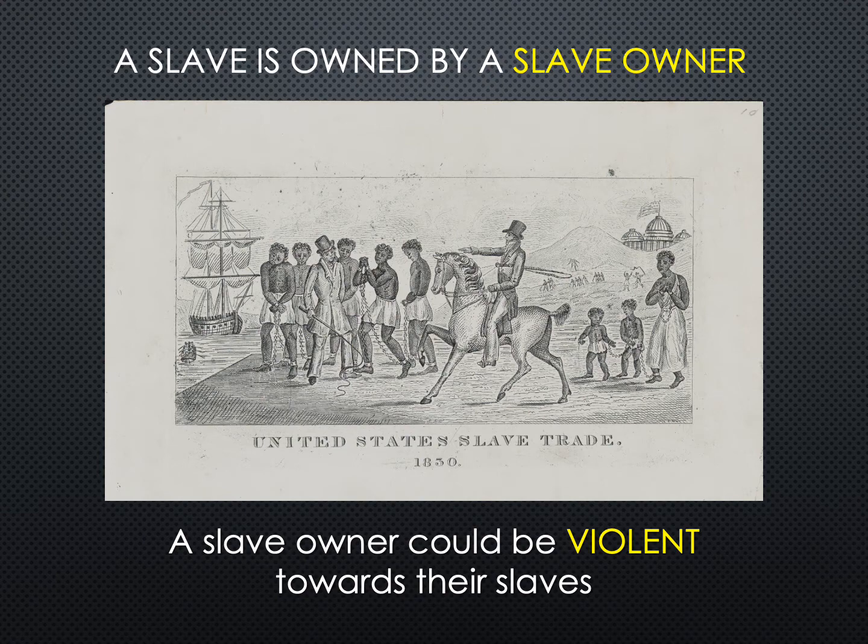So they needed to show their slaves that if they did step out of line, there would be punishment, and that punishment could be quite severe. And so in the end, it was really a way to continue their way of life, the slave owner's way of life.